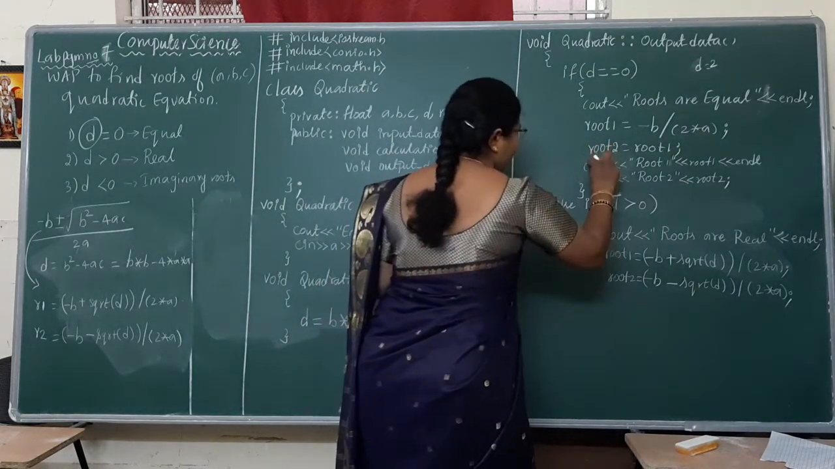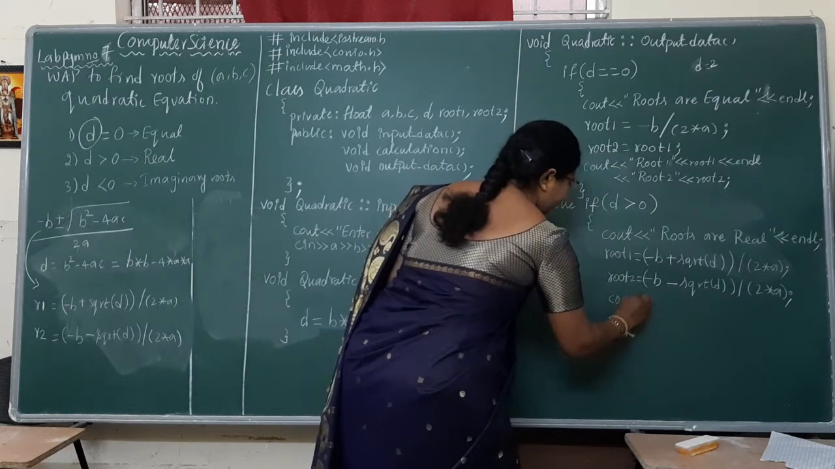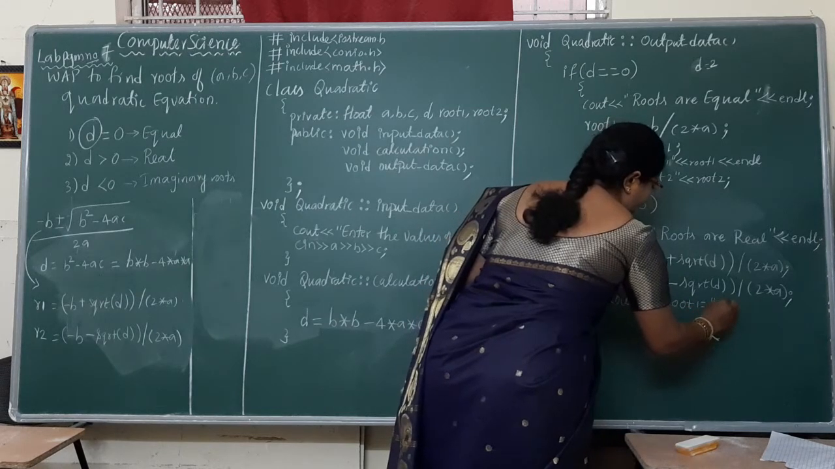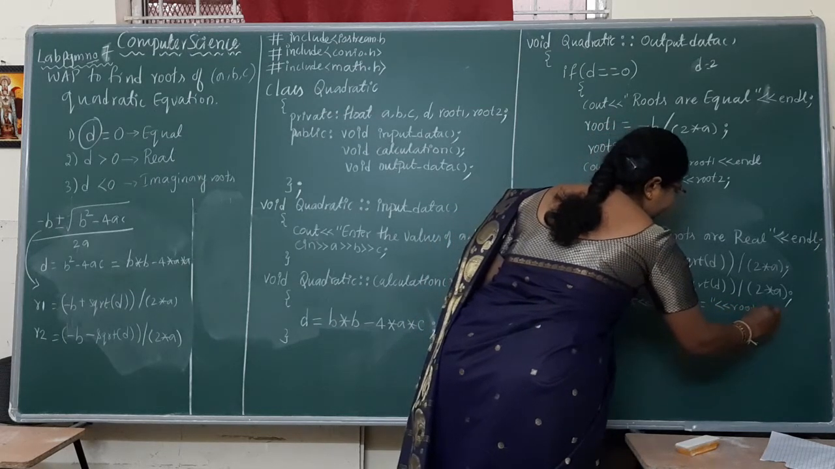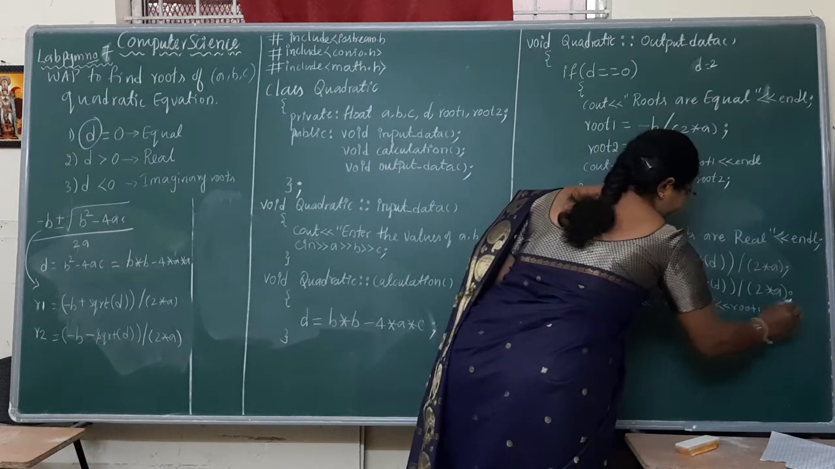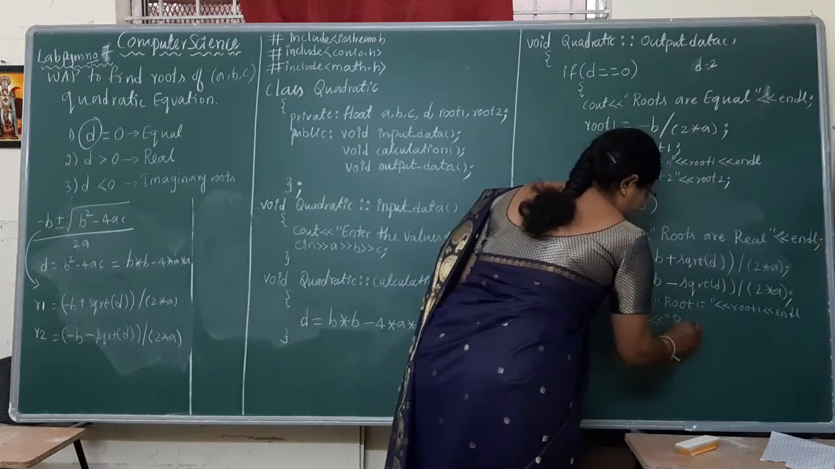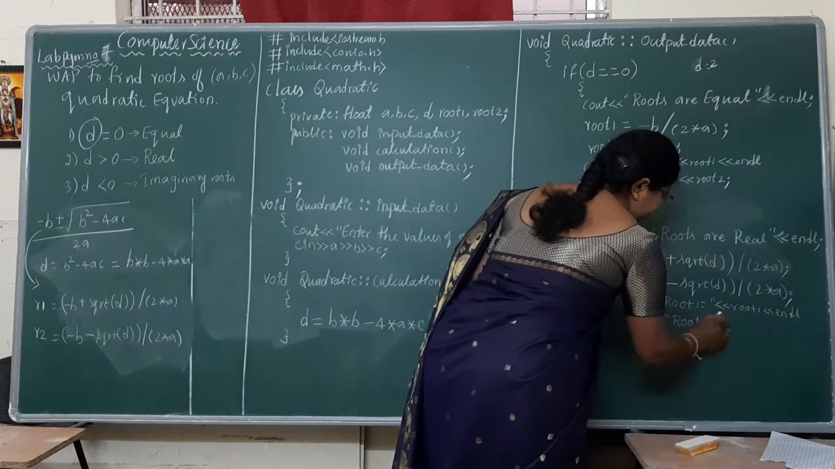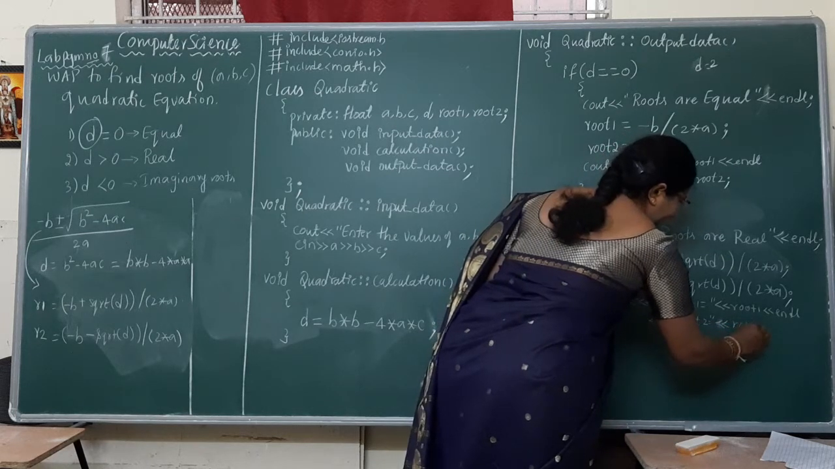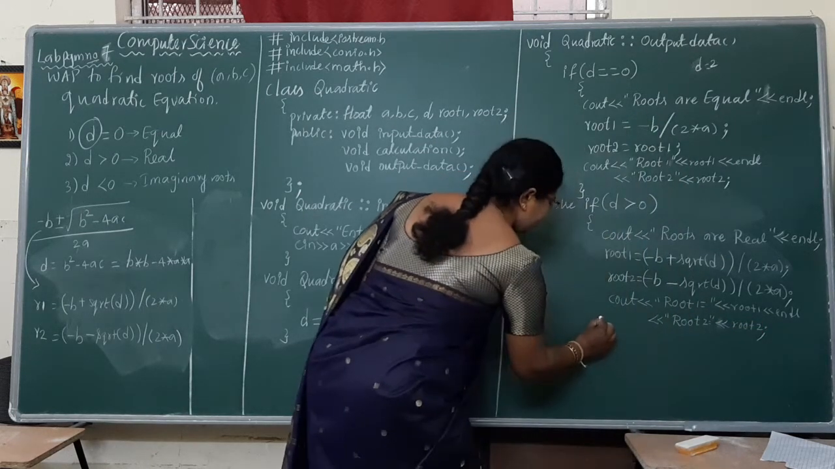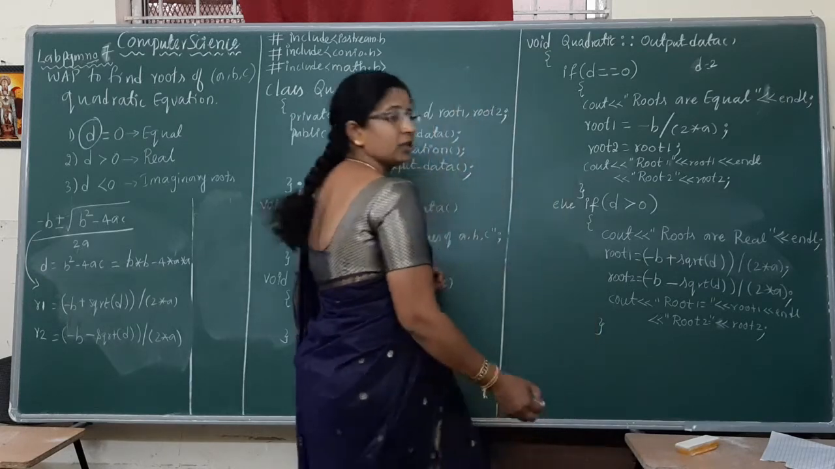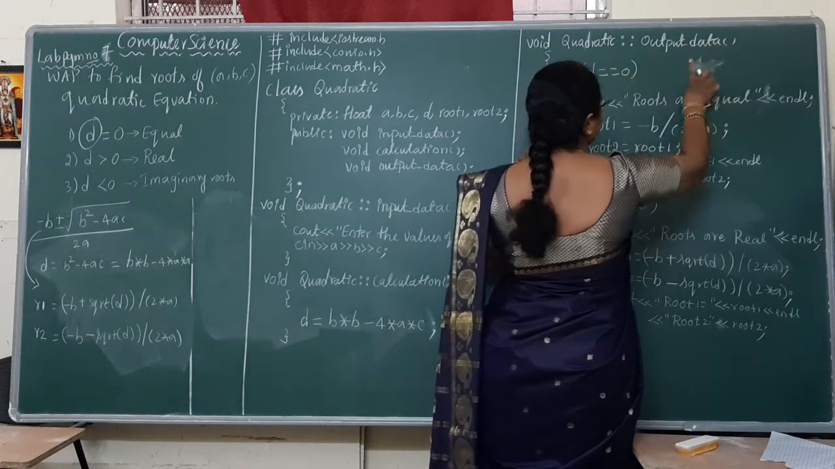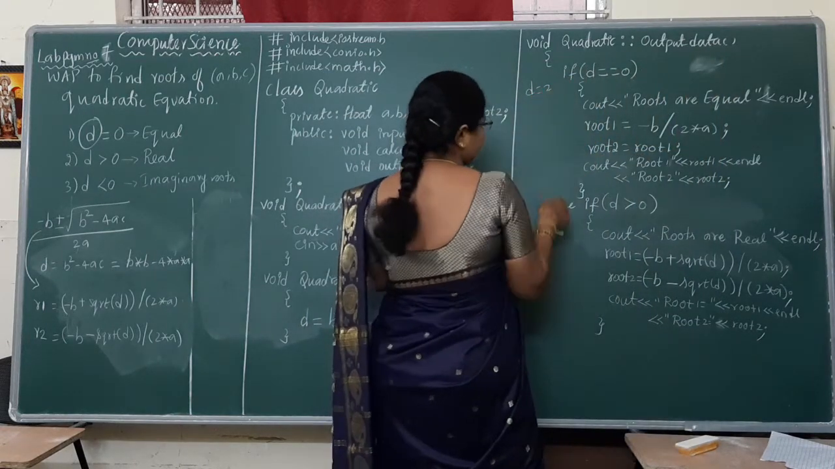Then display the same output statement here. Cout root 1 equal to the value which is present in root 1, endl, the value which is present in root 2. So this if condition was finished. If D is equal to 0, it will execute. If D is 2, then this will execute.